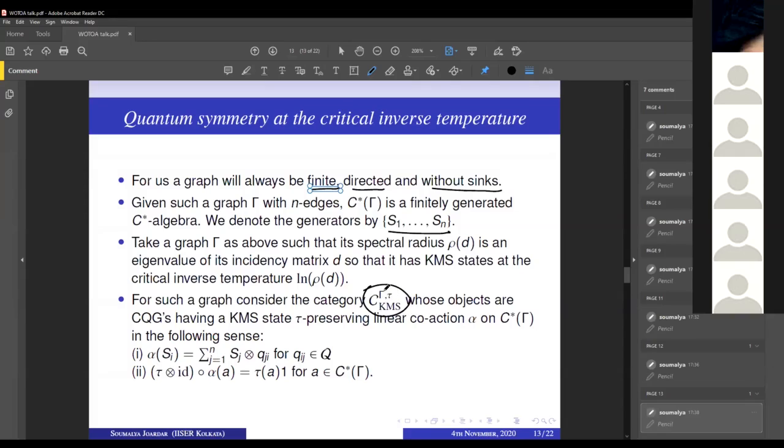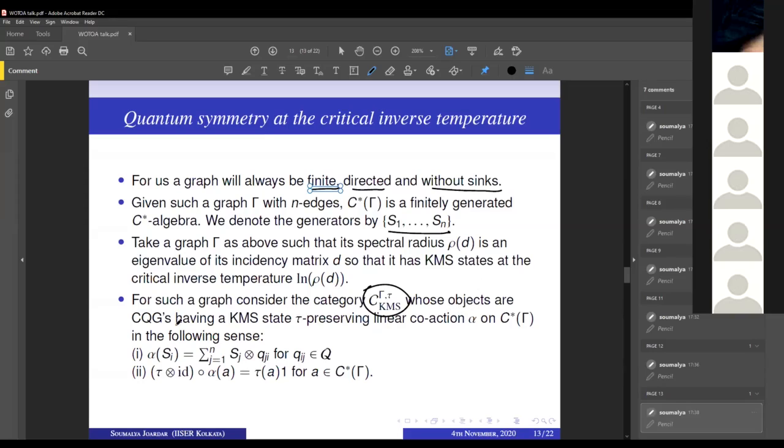Gamma will remind us that we are working with the graph Γ. Tau will remind us that we have chosen a particular KMS state. The KMS, of course, will remind us that we are working with KMS states at the critical inverse temperature. Okay. So what is the category?